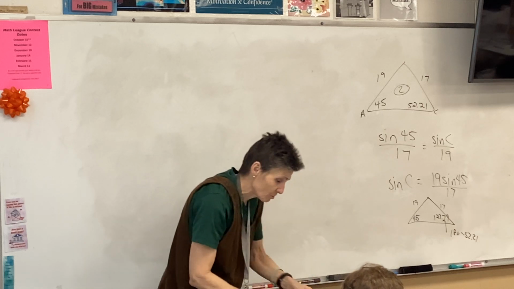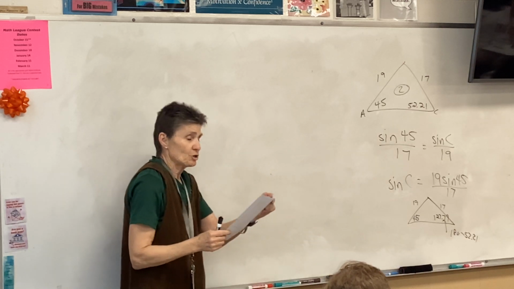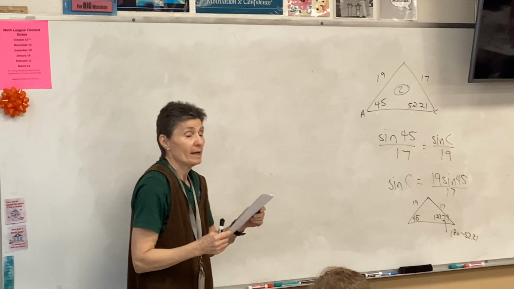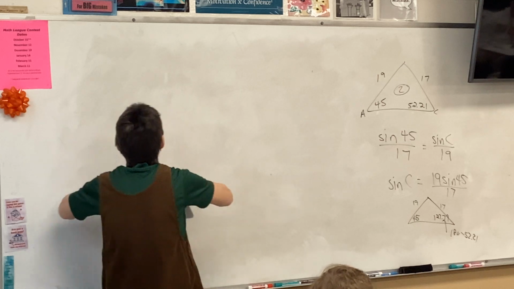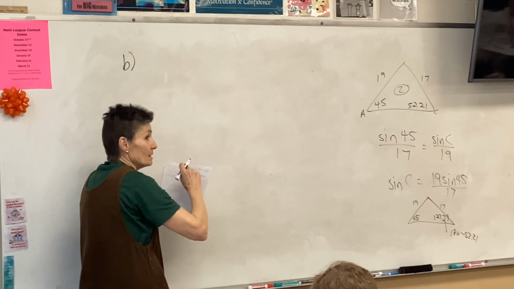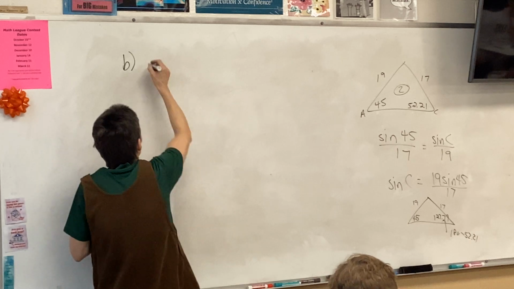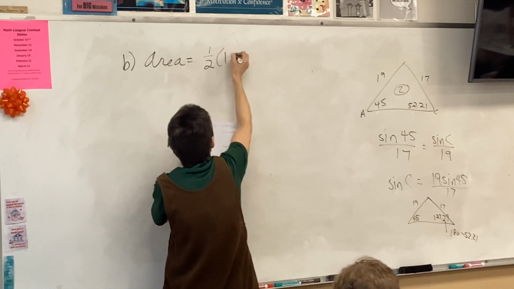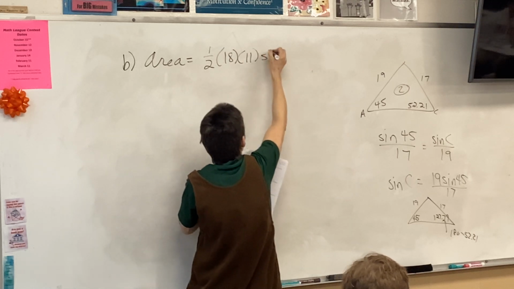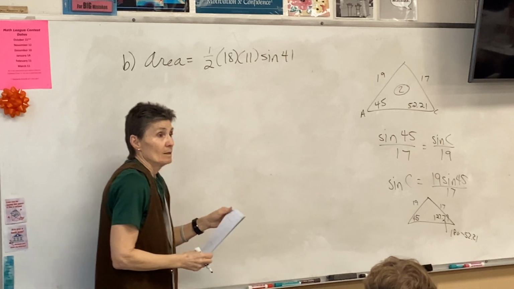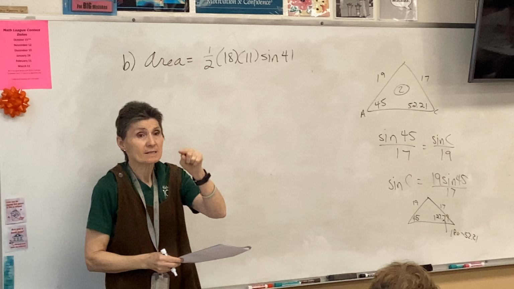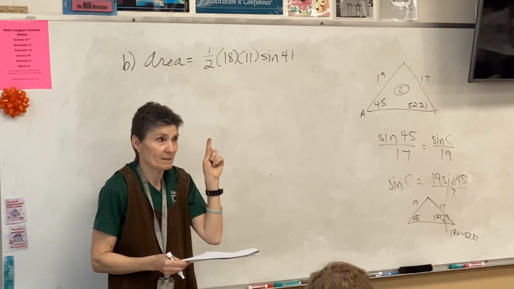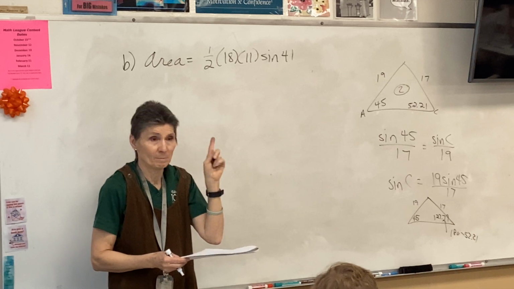So looking at the triangles, which 2 do you think are the easy ones? A and B. This is problem B, and it is so simple. Because area is 1/2 side, side, sine, 18, 11, sine 41. Is everyone okay with that? This is problem B. You better not miss problem B.